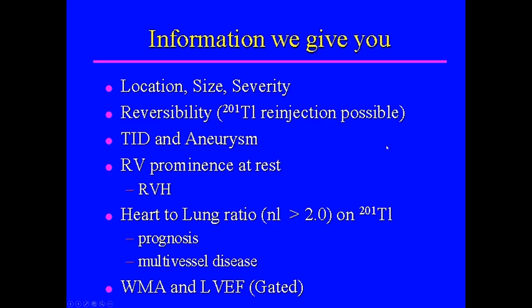So when we finally get all that information together, we're looking at the location, size, and severity of any of the ischemic or infarct defects that we're seeing, looking at the reversibility, and looking at TID and any other things we see, such as aneurysm, looking at the RV prominence, if we can see that. If you're using thallium, there's an aspect of heart-to-lung ratio. We don't need to go into that in the talk today. But finally, you're, of course, getting wall motion abnormalities and LV ejection fraction, all of which put together can be very useful for assessing the patient.